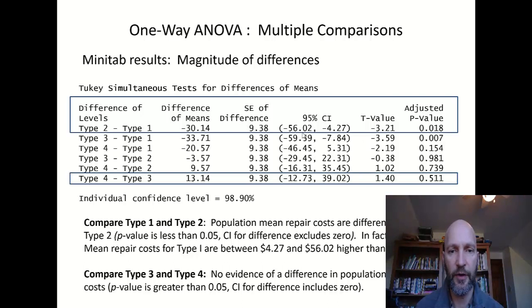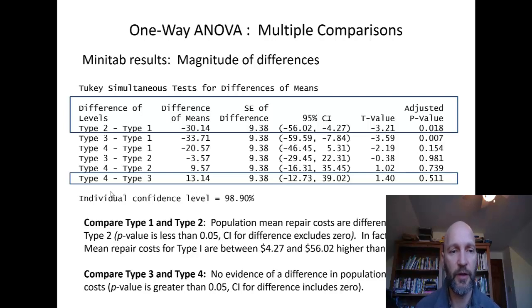What else do we find out here? We find out that the difference, if I take type 2 mean and subtract type 1 mean, is negative. And we knew that already because we said that mu1 is bigger than mu2. But how negative is it? Well, we're 95% confident it's between negative $56 and negative $4.27. So in other words, it's more expensive to repair a type 1 bumper by somewhere between $4.27 and $56.02.